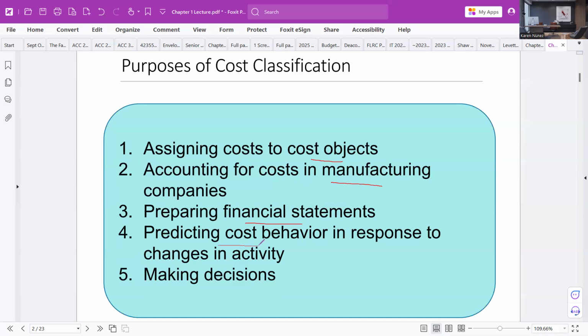We also need to be able to predict cost behavior. So we have to plan, we have to forecast, and we need to be able to make decisions. That's why we need to be able to classify our costs.